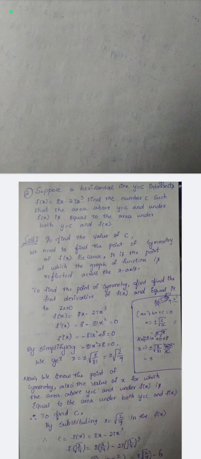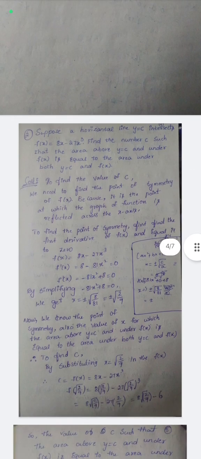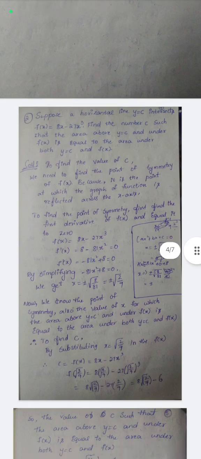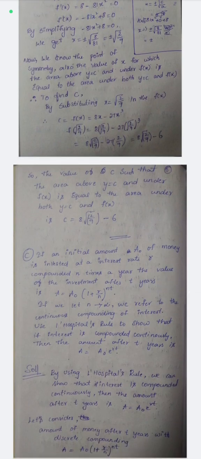Now we know the point of symmetry value of x, where the area above y equals c, given the condition in the question, is equal to the area under both y equals c and f of x. To find c, we substitute the x value, the square root of 2 over 9, into the given f of x. Once you substitute, we get the c value, which is c equals 8 times the square root of 2 over 9, minus 6.